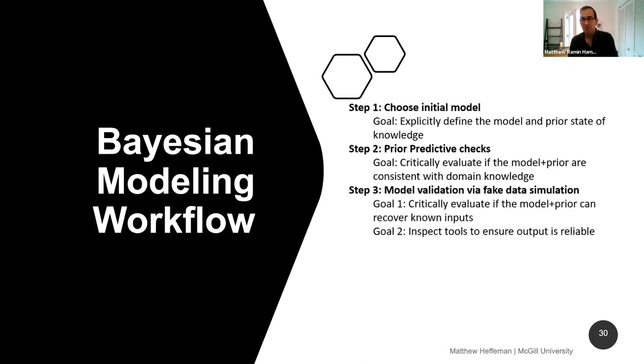Step three is model validation via fake data simulation. What you can do now is generate some fake data with your model and then do your full inference, but with your fake data, and evaluate if the model and the prior can recover your known inputs. This can also give you a sense of how much constraint you can reasonably expect from your observable or observables. You can then evaluate if the parameter you're varying can be constrained, even in a best case scenario where you know that everything in the data can be explained by your model.